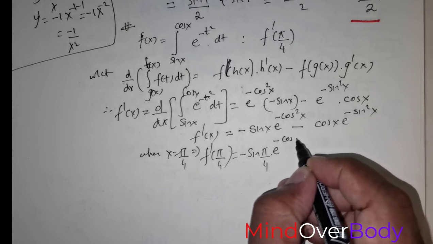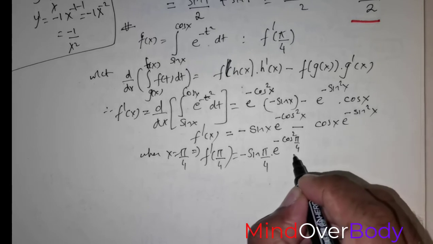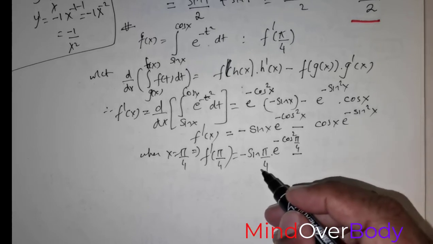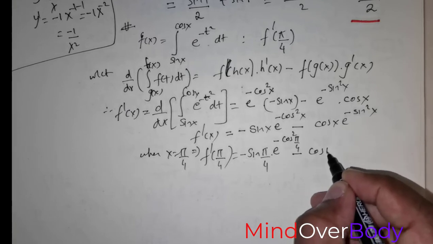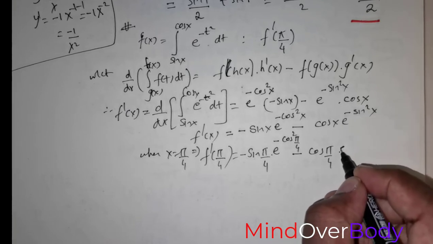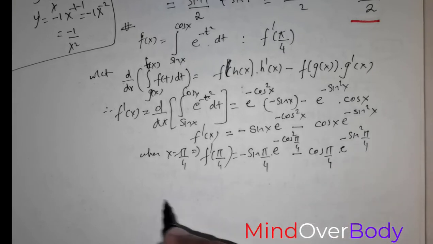Let me just place it, cos pi over 4, but there is a square there. Place that, followed by a negative sign. I could have taken the negative sign out, but anyway, let's proceed. So it's going to be cos pi over 4 times e raised to the power of negative sine squared pi over 4. This is the value.